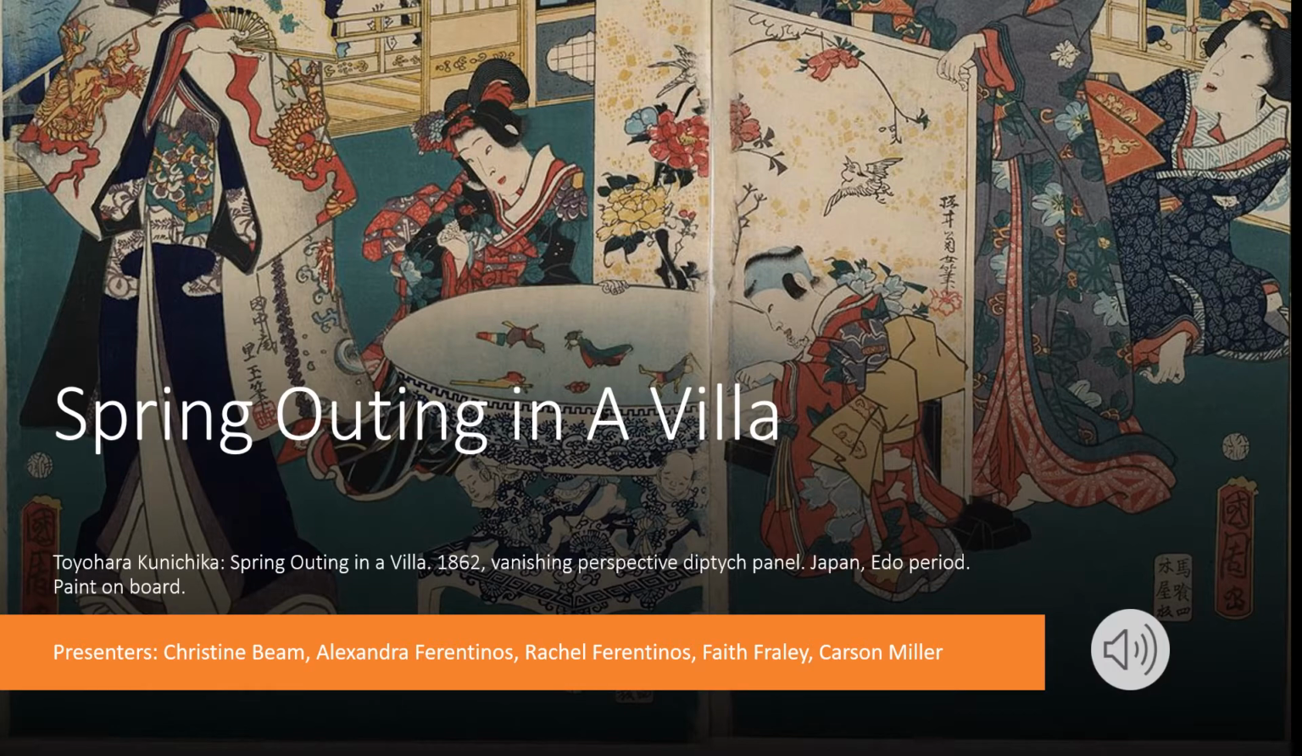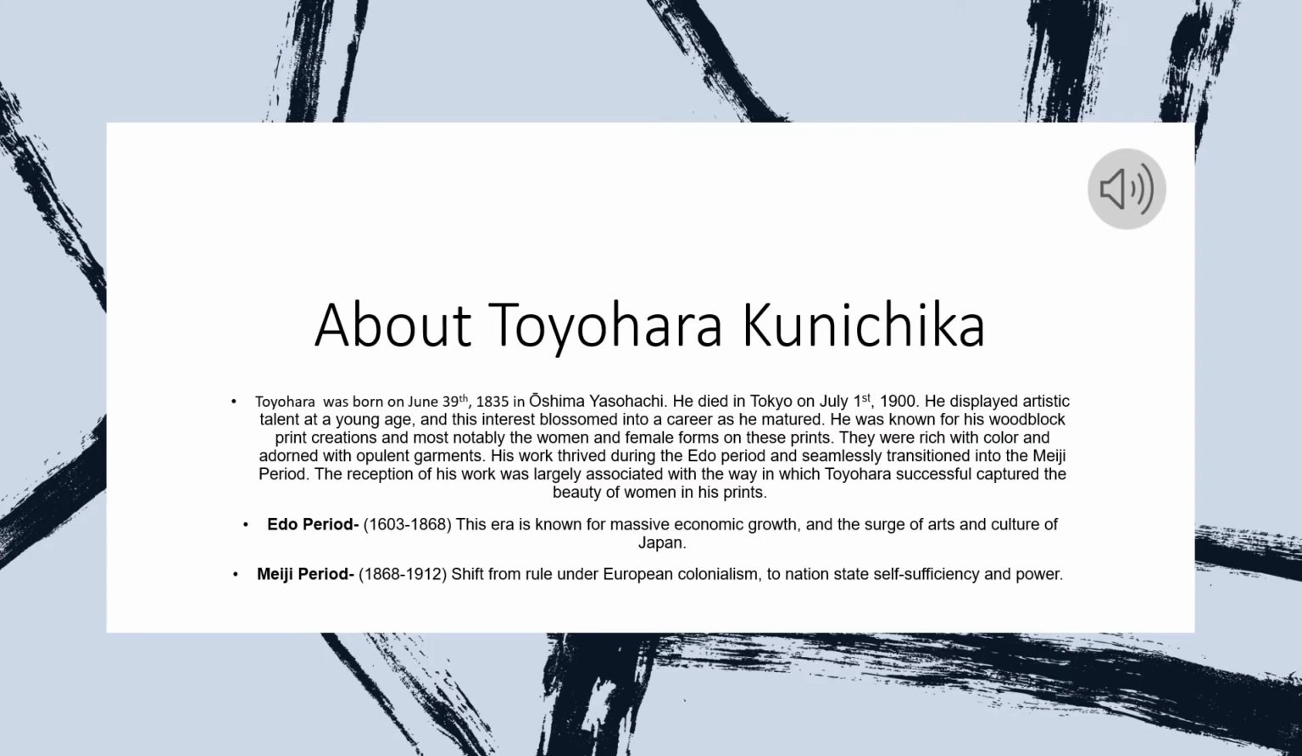A diptych refers to a painting or image created on two separate panels to create a whole image. The Edo period refers to a time of massive economic growth and surge of the arts in Japanese culture. The Meiji period refers to the period where European colonization and rule in Japan shifted to the formation of a self-sufficient nation-state.